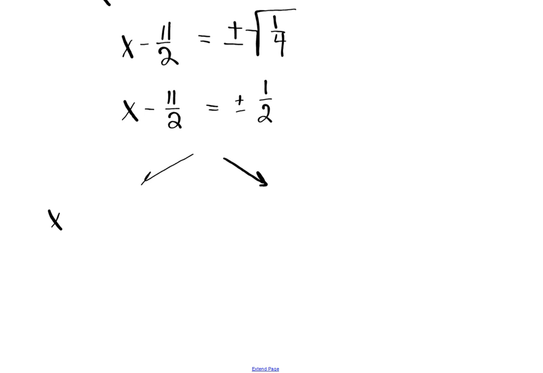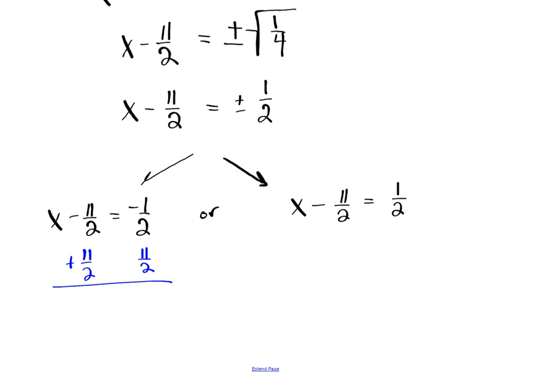Now, at this point, we have 2 solutions, and we need to write them out. I have x minus 11 over 2 equals negative 1/2, or I have x minus 11 over 2 equals positive 1/2. Now let's solve them. We are going to add 11 over 2 on both sides. Calculators can do this with you guys. x is going to equal 10 over 2, which simplifies to 5.